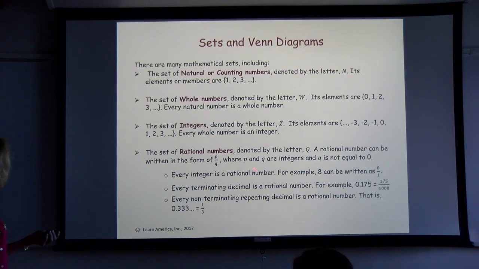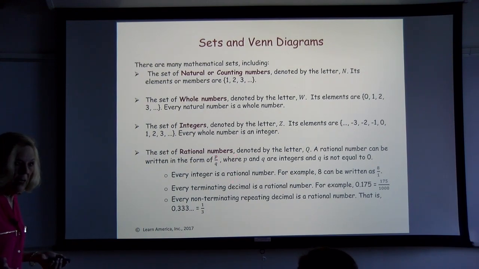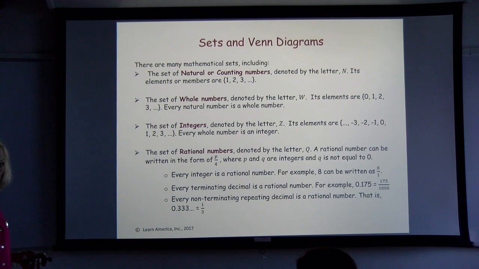And then we have the set of rational numbers, and these are in the form of P over Q. So all of your fractions are rational numbers, all of your decimals, all of your repeating decimals are all rational numbers. And these can be written in the form of P over Q, where Q cannot be equal to 0. And even if you have a number such as 8, you can write that as 8 divided by 1. If you have a decimal like 0.1, you can write that as 1/10.